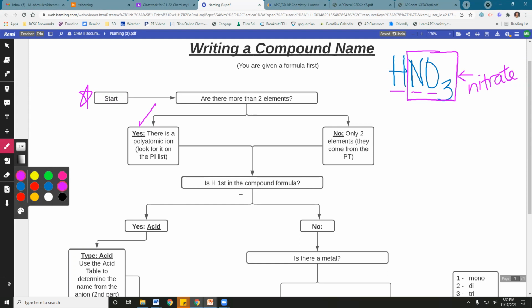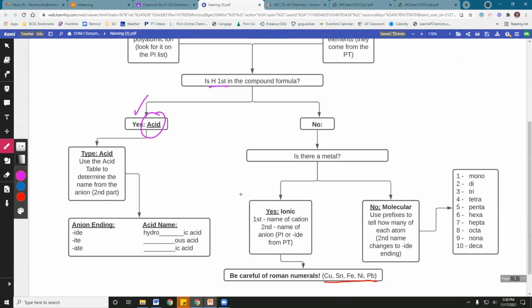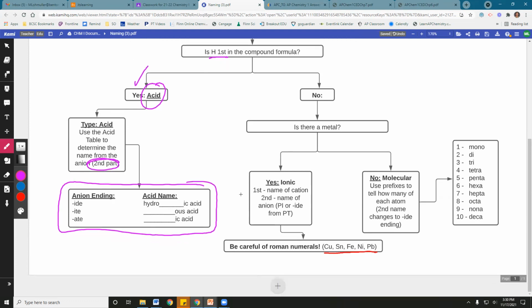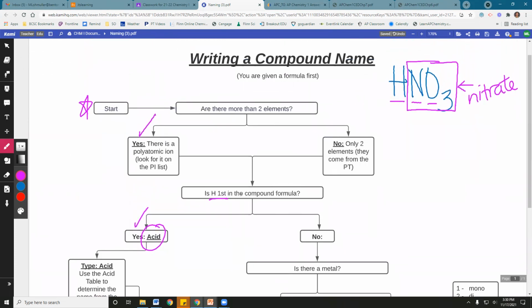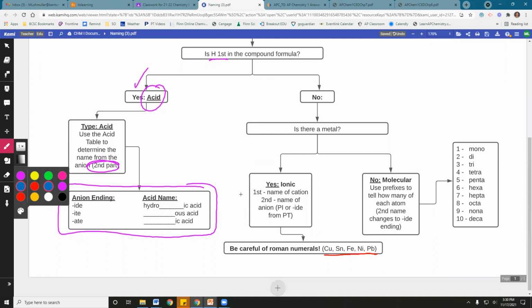Question number 2, is hydrogen first? Yes, it is. So since it is first in this formula, that means the type of compound is an acid. So when it is an acid, then we have to use this table to determine the name. And you determine it from the second part of the formula. What is the name of that anion? The second part. So that's why I wrote down that it is nitrate so that you can see that it ends in ATE.